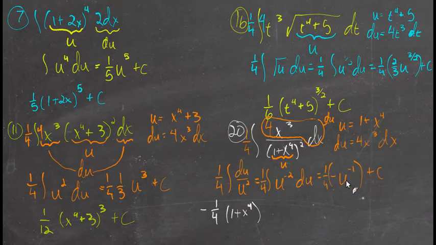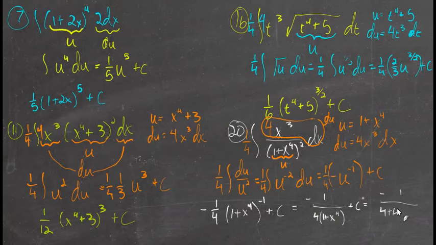Let's see, (1 plus x to the 4th) to the -1 plus c. And if we wanted to, we could write this in the denominator and have -1 over 4 times (1 plus x to the 4th) plus c. If we wanted to, we could do -1 over 4 plus 4x to the 4th. Distribute that 4. It doesn't really matter. Plus c.